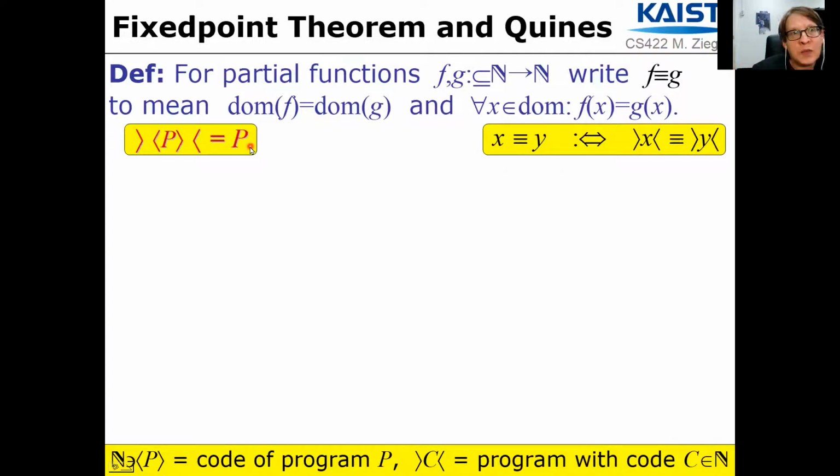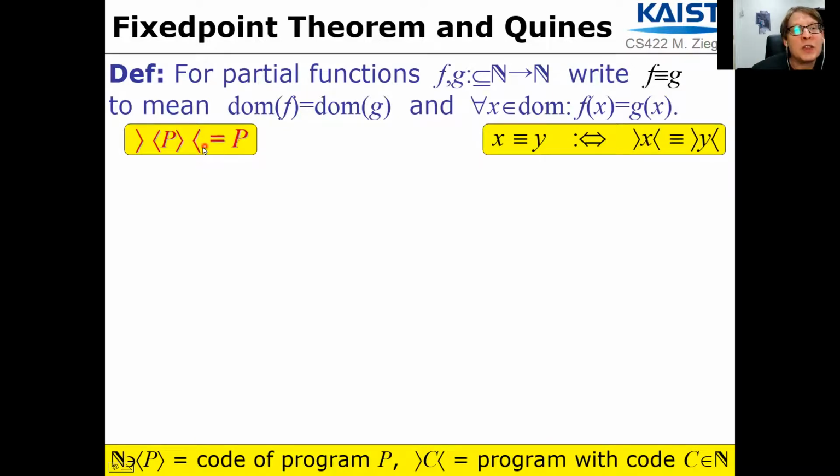And to further understand that relation, let us recall, for example, here an example. Here P is a program. The angle brackets mean encode that program into a natural number. And the other angle brackets mean decode it to recover the original program.